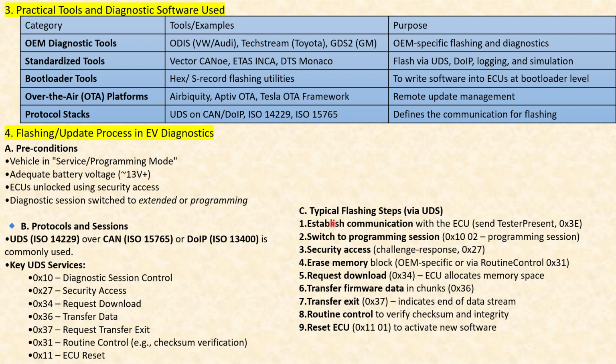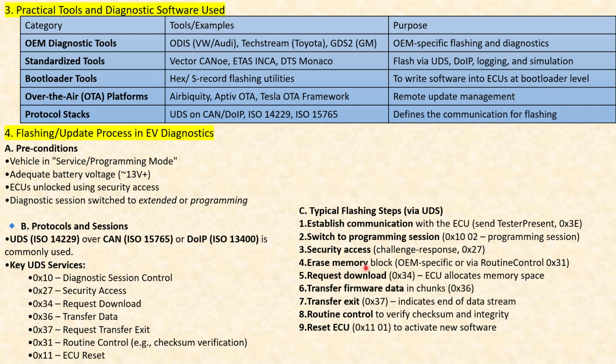Next, typical flashing steps using UDS. All right. So once you take care of the preconditions, and once you take care of the protocols and sessions, next come the flashing steps. First, you establish communication with the ECU, for example, send tester present, 0x3E. Next, switch to programming session, 0x10 02, and security access challenge response, 0x27.